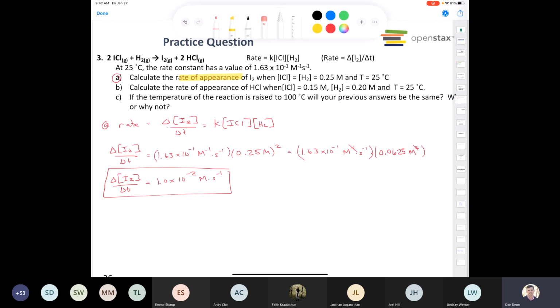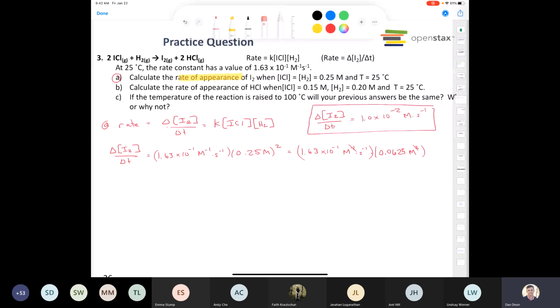I'm going to move that one up here just a little bit because I know I'm going to run out of space. So let me just move that up here. So that's the answer to A. Now we're going to look at B.